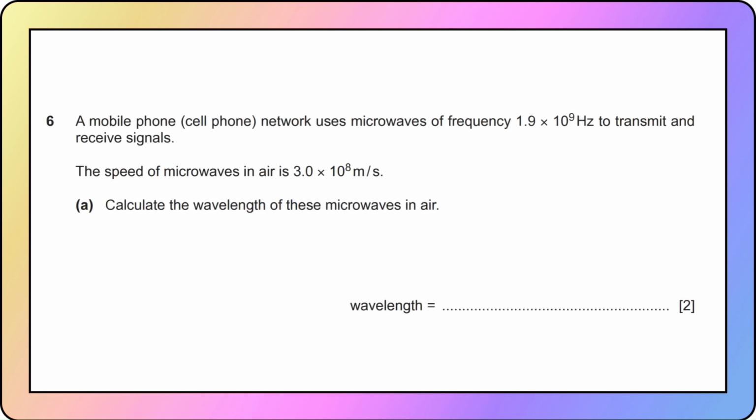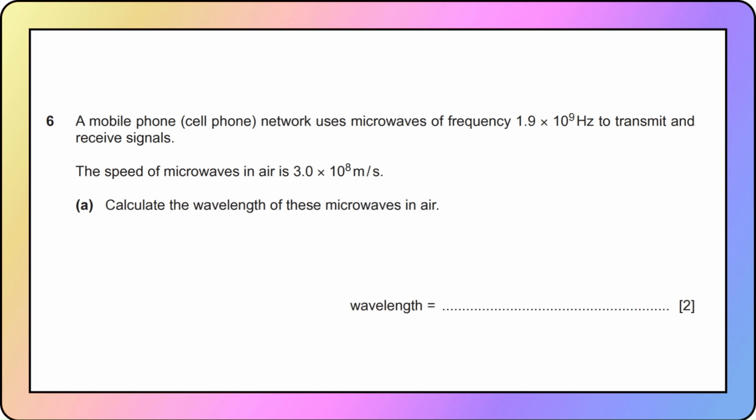A mobile phone network uses microwaves of frequency 1.9 times 10 to the power of 9 Hz to transmit and receive signals. The speed of microwaves in air is 3 times 10 to the power of 8 meters per second. Calculate the wavelength of these microwaves in air.